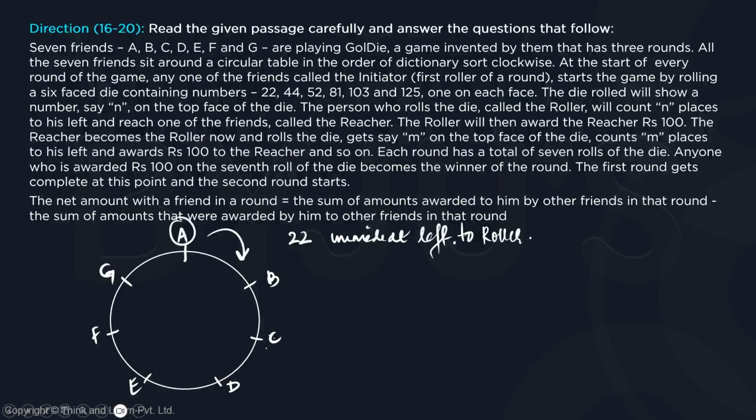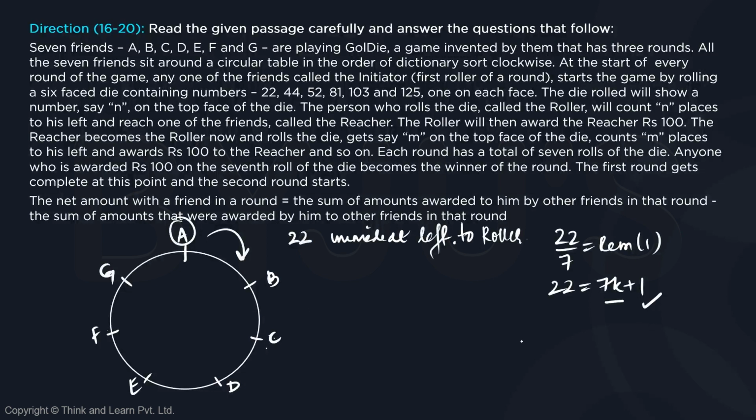Right? So if we pay a little attention, 22 when divided by 7 leaves a remainder of 1. Or we can say that 22 is of the form 7k plus 1. Why 7? Because there are 7 people. It's a cycle where, when 7 people's turn gets over, we get back to the same person who rolled the die at that point.